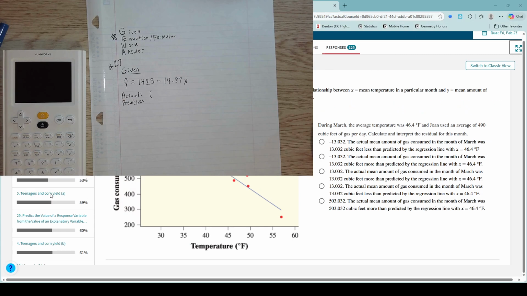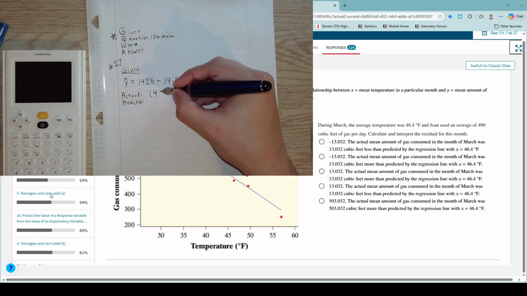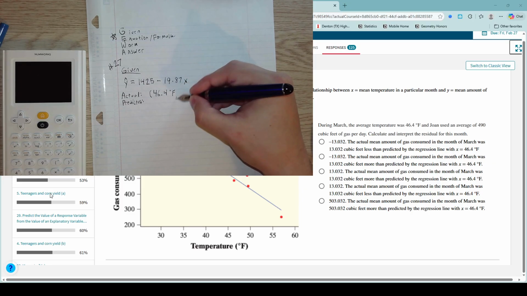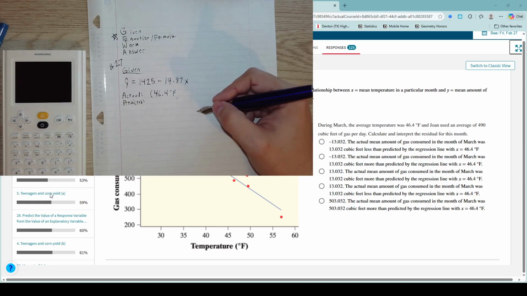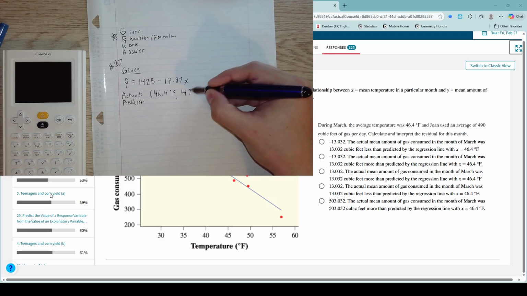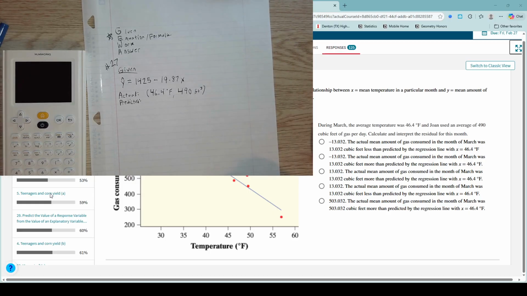So let's go back to our paper here, and we're going to put down for the x, 46.4. Okay, you can put degrees Fahrenheit to remind you that's the temperature. And then we're going to put 490. Okay, what is that? Cubic feet. So feet cubed. Alright. So that's what actually happened: 46.4 degrees, and 490 cubic feet of gas.